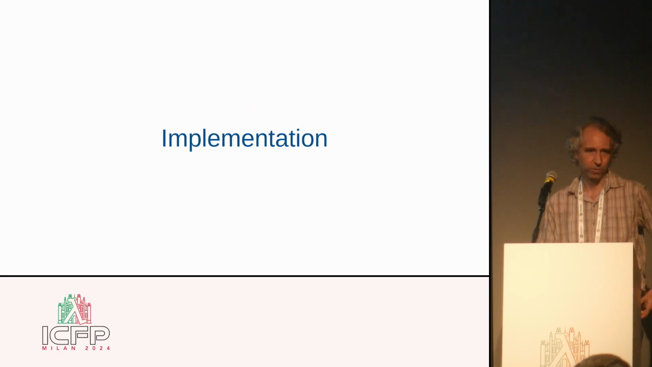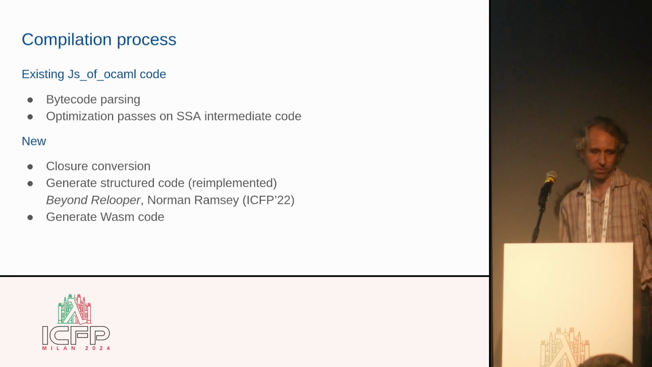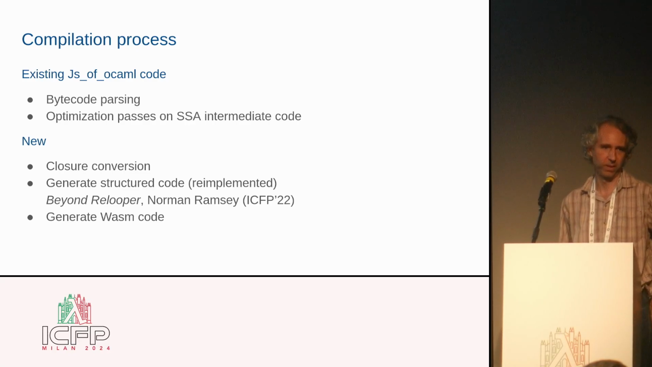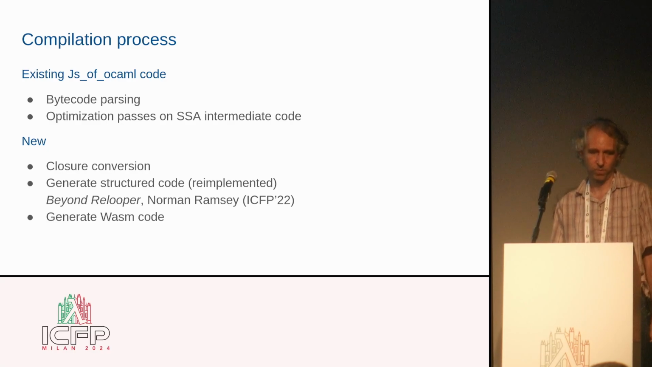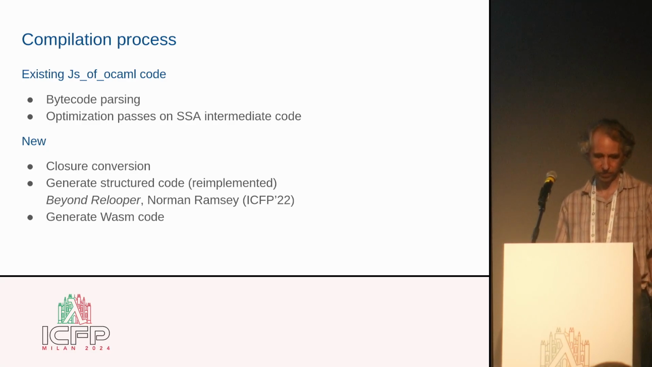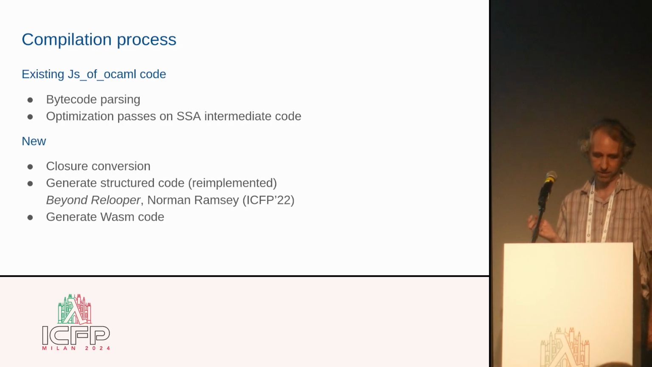So I'm going to talk about the implementation. I reuse a lot of the JS-OCaml code, for instance bytecode parsing and also all the optimization phases that work on an SSA intermediate code. And since WASM does not have closures, I added a closure conversion phase.